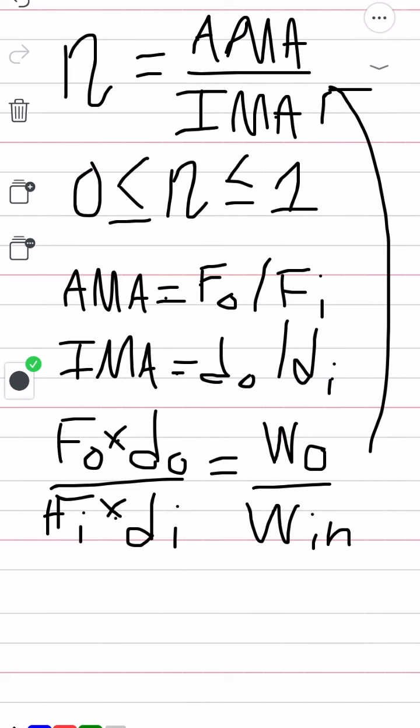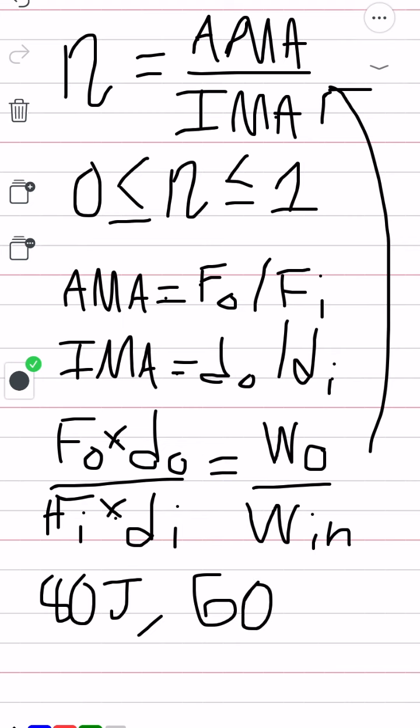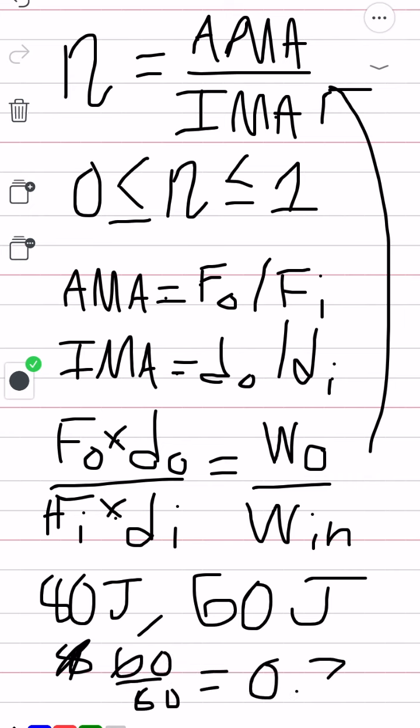So if we put 80 joules into a machine, 80 joules is a measure of energy, which is the same thing as work. And 60 joules comes out, this would have an efficiency of 60 over 80, which is 0.75. This would be the efficiency of this machine.